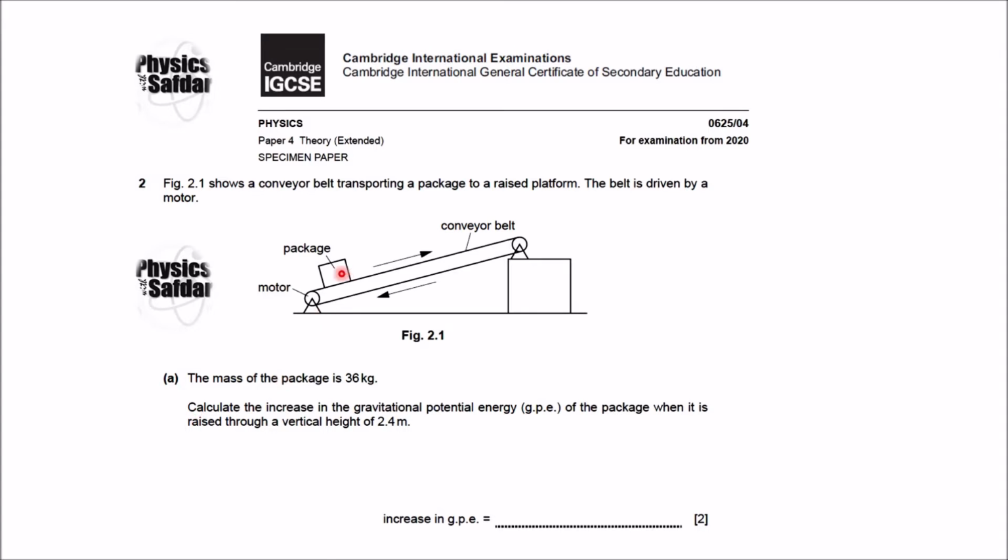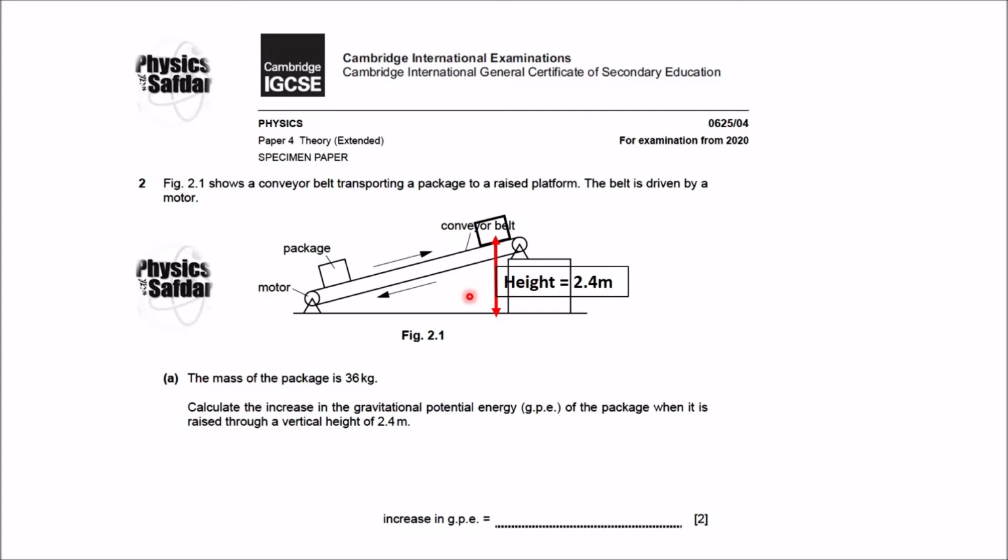Look at this first position of the package. Because of this conveyor belt, it reaches this point and attains some height. That is given 2.4 meter. And you need to calculate the increase in gravitational potential energy. First, recall the definition of gravitational potential energy. It's very simple: the energy of an object due to its position from the Earth's surface.